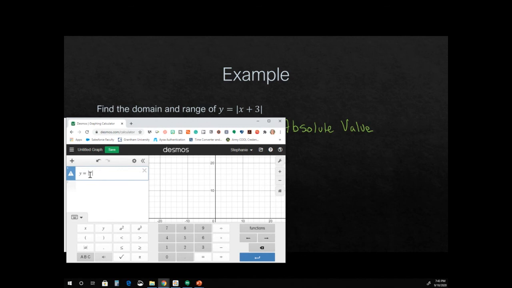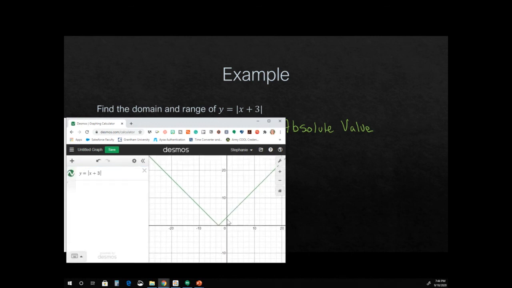So hitting shift, you see a vertical line. That's what we use for absolute values. So I'm going to just type inside the absolute values. We've got x plus 3. So you can see here we get a V. So an absolute value graph always gives you a V shape. You can see that's very similar to the quadratic, where it has a lowest point and then it kind of goes up forever in either direction.